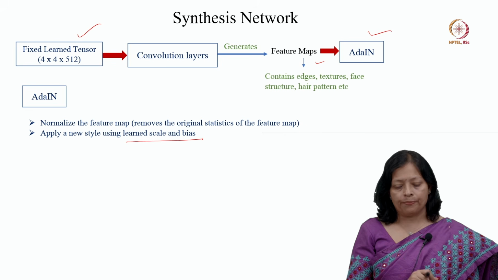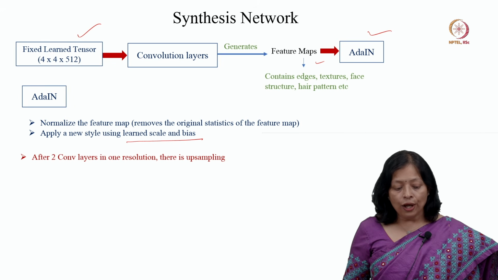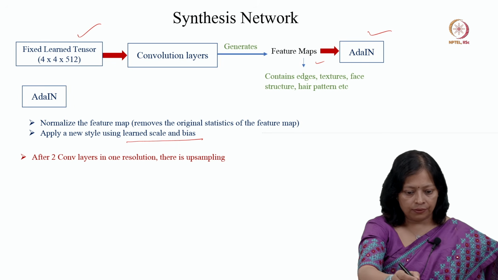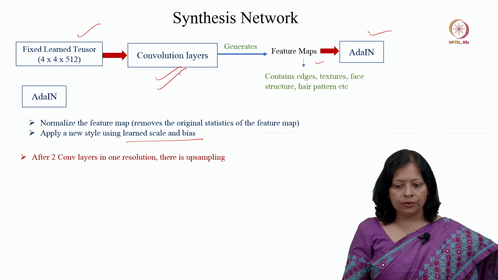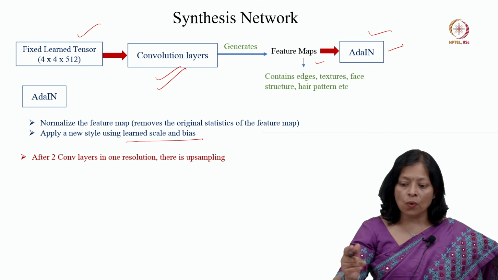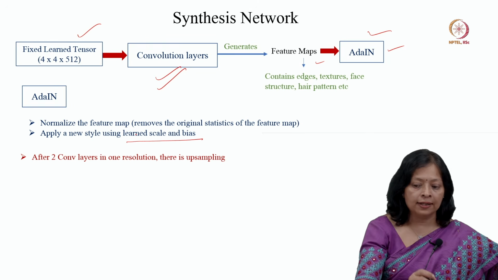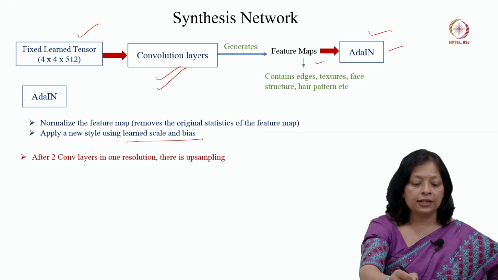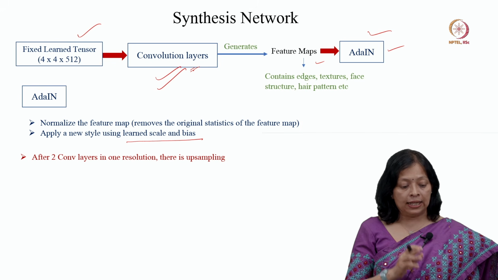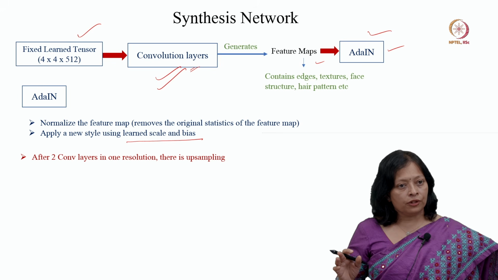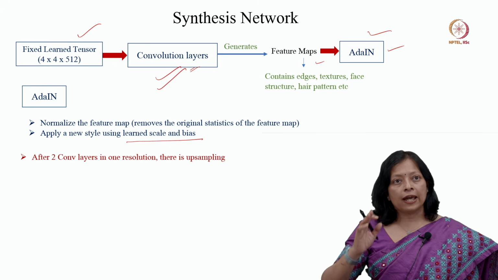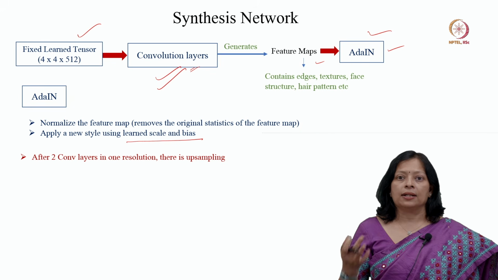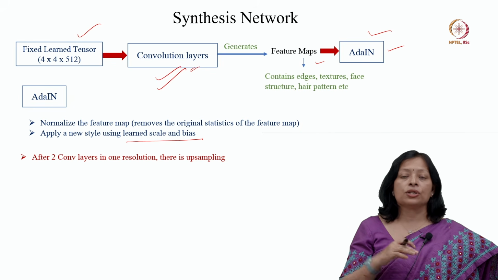Let us put our attention now on the convolution layers. I have told you the function of AdaIN here, and we will look into more details in the next slide. Right now, let us concentrate on these convolution layers. There are 18 convolution layers, and after every 2 convolution layers there is an upsampling. That means the resolution improves.